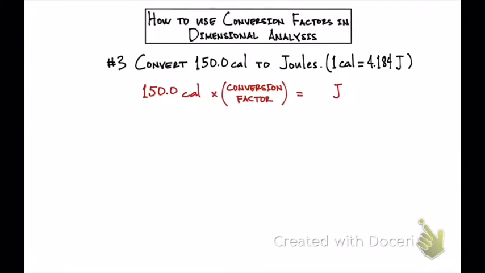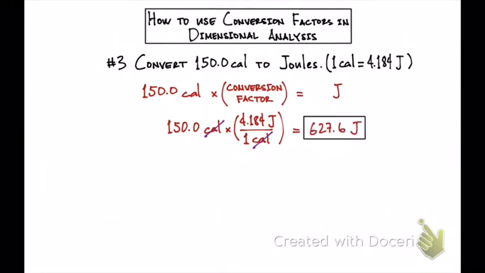So we're going to write down what's given, right? 150.0 calorie, multiply that by its conversion factor, and you get joules, which has a symbol capital J. So again, we're going to plug that in, the conversion factor, 150.0 calorie times its conversion factor, and we get joules. And you can see how the unit calories cancel out, and you're left with the unit in joules. So 150.0 times 4.184 divided by 1 gives us 627.6 joules. Again, we started out with 4 significant digits. We're going to end up with 4 as well.